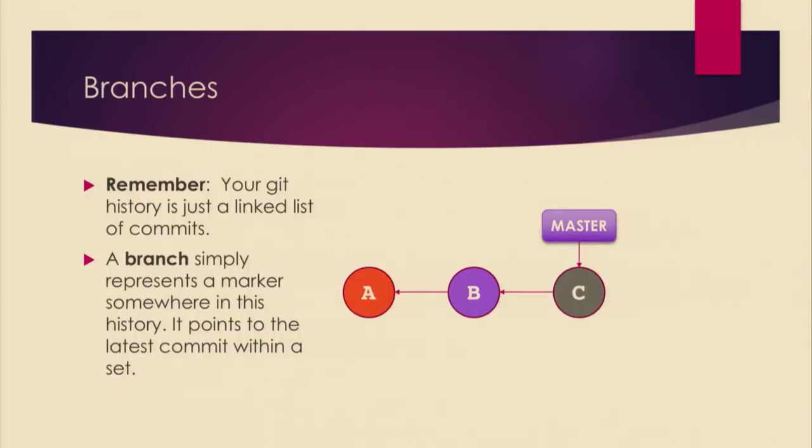All right, quick reminder, linked list, right? What is a branch? A branch is nothing but a pointer to a commit, right? How does this work? Well, we have this repo. We have the master branch, and the master branch simply says, well, I have a path through the history of commits, and that path ends here. Because it's a linked list, you can work your way back to how you got to that point.